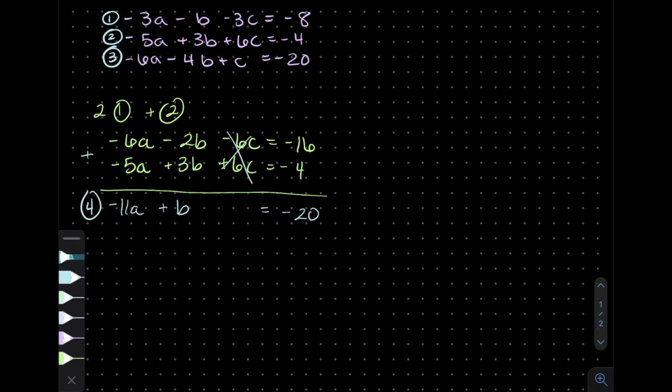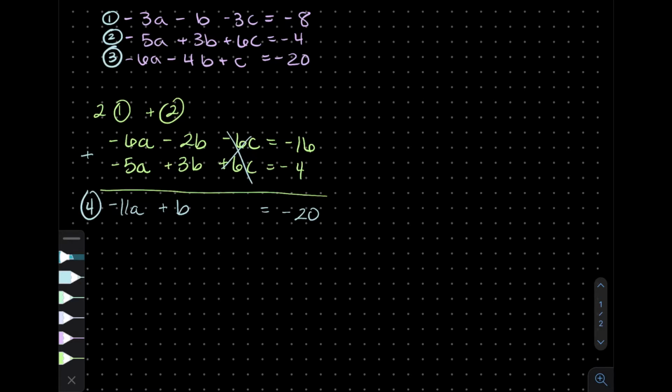Now I need to eliminate C again because the whole point is we want to take this system of 3 equations and 3 unknowns and turn it into a system of 2 equations and 2 unknowns. So right now we have a single equation with 2 unknowns, A and B. So I need to eliminate C a second time.